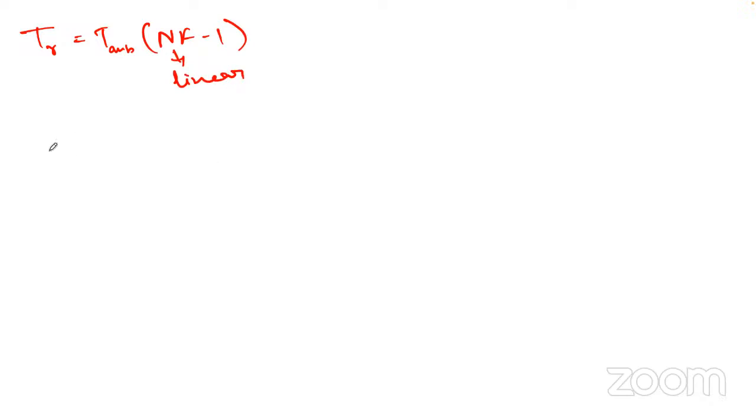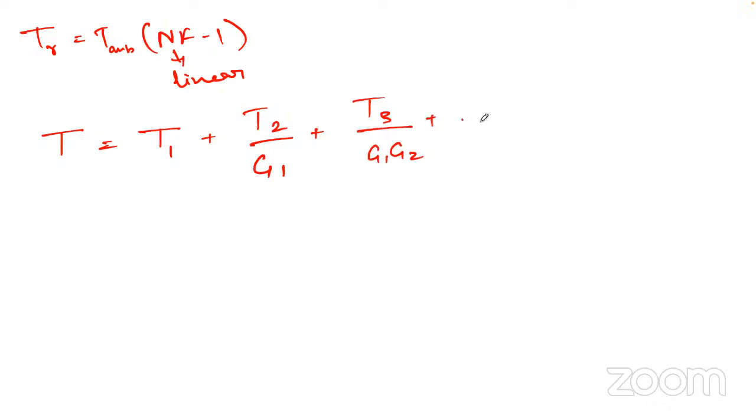Now, if you are given a system, say a set of amplifiers, what will be the effective temperature you will get? For that, there is something called the Friis formula. So T is equal to T1 plus T2 by G1 plus T3 by G1 G2, and so on. Okay, so this is for the cascading effect.